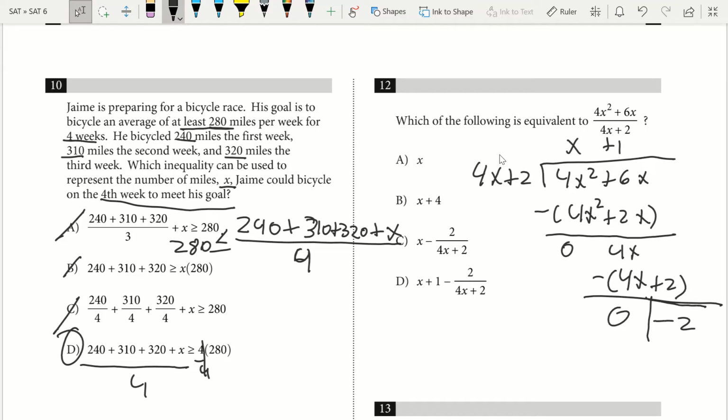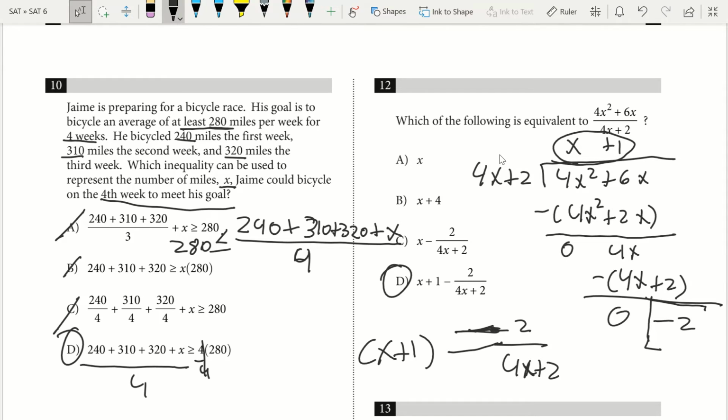Right, so minus 2 is going to be our remainder, which means that it'll be over our 4x plus 2 still, because it's our remainder. And we know that we have x plus 1 that comes out completely with no remainder. So we'll have x plus 1 minus 2 over 4x plus 2, which will be D.